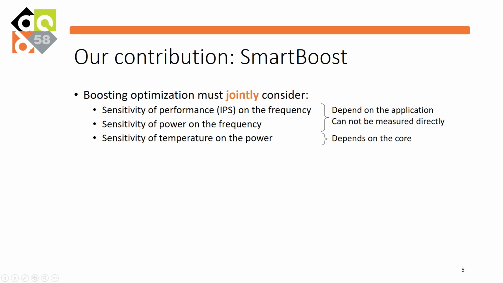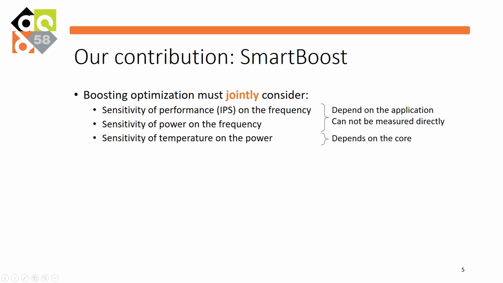These two depend on the application, but they cannot be measured directly during execution of an application. The third metric is the sensitivity of the peak temperature on the power. This depends on the application mapping and the position of the thermal hotspot. These metrics may be contradictory.